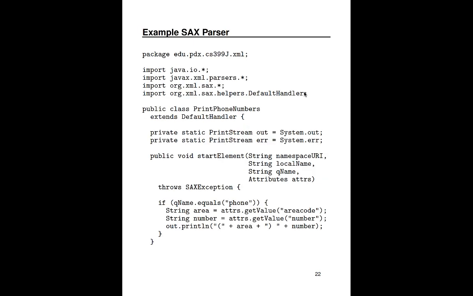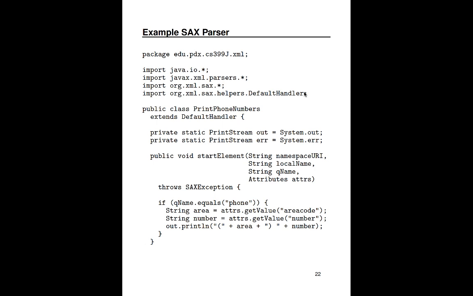Here's an example of a SAX parser. We have a class called printPhoneNumbers that extends default handler. Recall that default handler is a class that provides no-op implementations of a number of SAX callback APIs, including content handler. This class overrides the startElement method of default handler, which takes several parameters: the namespace URI, the local name, the qualified name or Q name, and then the attributes of that element that's encountered while parsing the XML content.